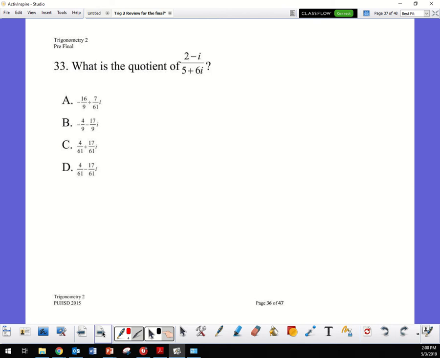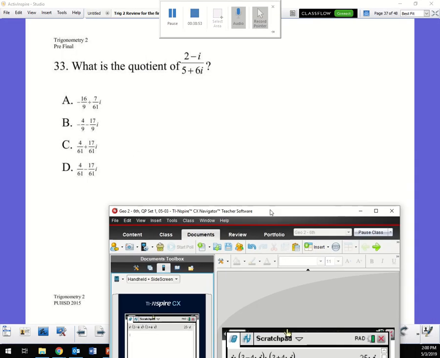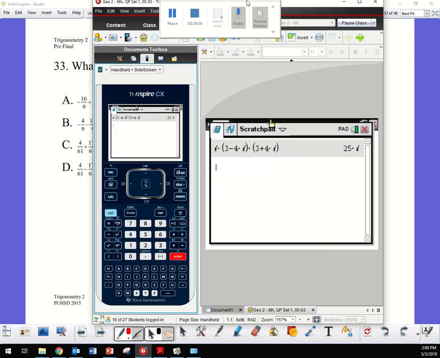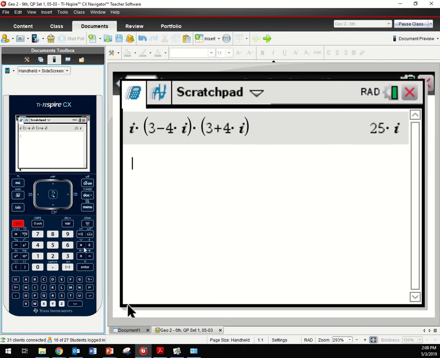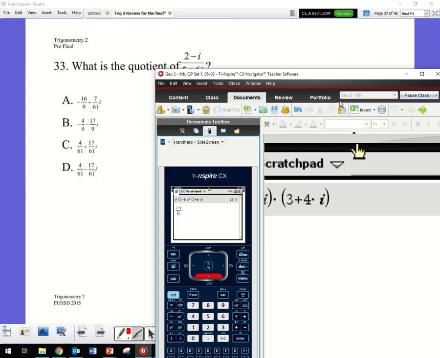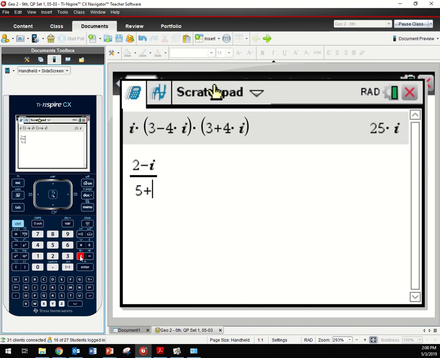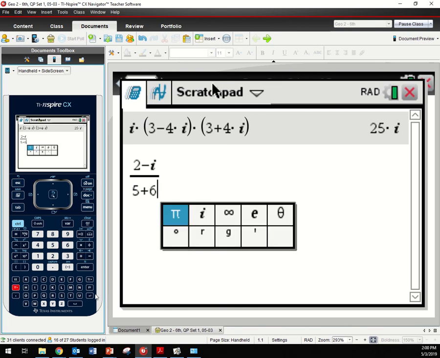Now, I'm going to start with the calculator on this one, which is different than my previous, because you are going to have to see if you can do it in the calculator right away. Control divide: 2 minus i over 5 plus 6i.